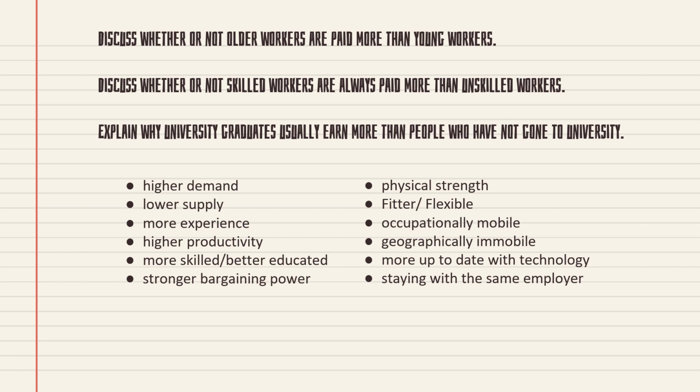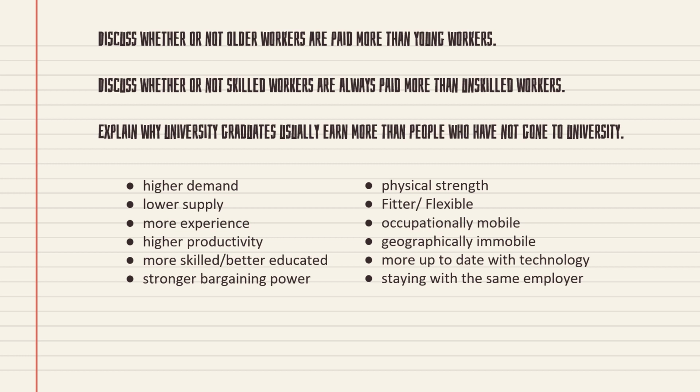Then the next point is lower supply. For example, we can say that older workers are paid more because they are less in supply. Skilled workers are paid more because they are less in supply. Or university graduates are less in supply, that's why they are paid more. Third point, more experience. Who has more experience? For example, old workers have more experience, so they used to be paid more. Or otherwise, we can say that skilled workers have more experience, that's why they are paid more. Or we can say that university graduates have more experience than non-university graduates, that's why they are paid more.